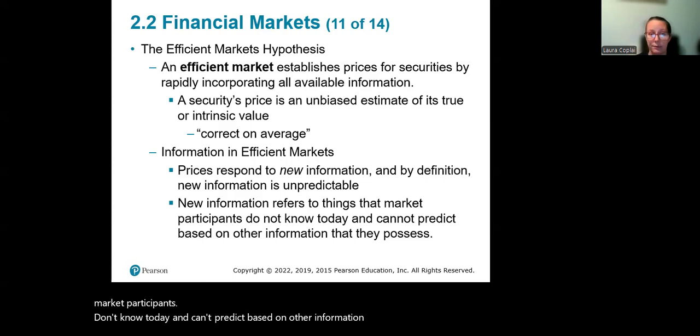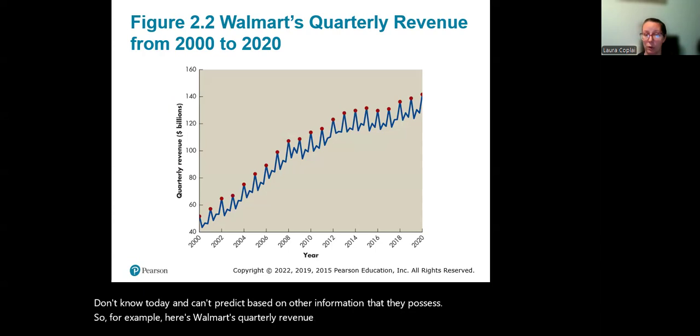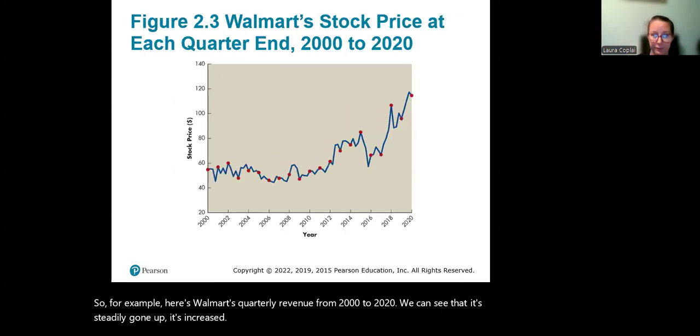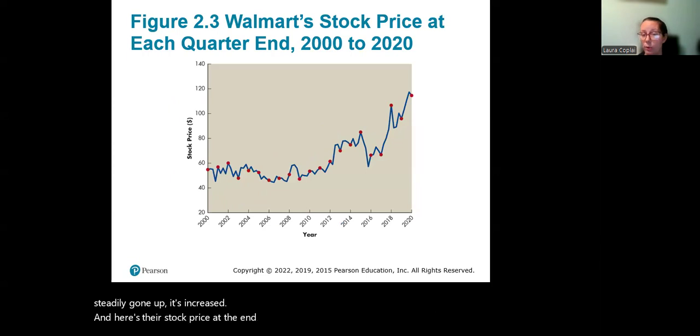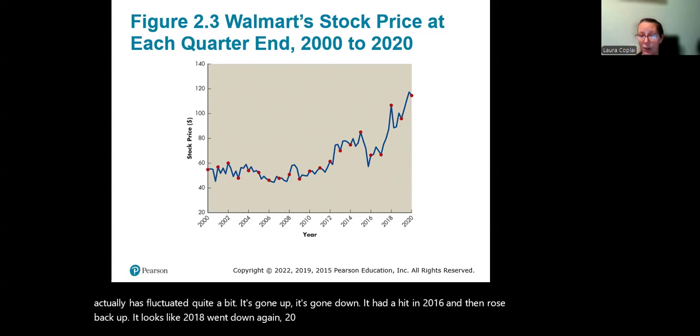So for example, here's Walmart's quarterly revenue from 2000 to 2020. We can see that it's steadily gone up. It's increased. And here's their stock price at the end of each quarter from 2000 to 2020. We can see that that actually has fluctuated quite a bit. It's gone up, it's gone down. It had a hit in 2016 and then rose back up. It looks like in 2018 it went down again, in 2019 it went back up again, and in 2020.